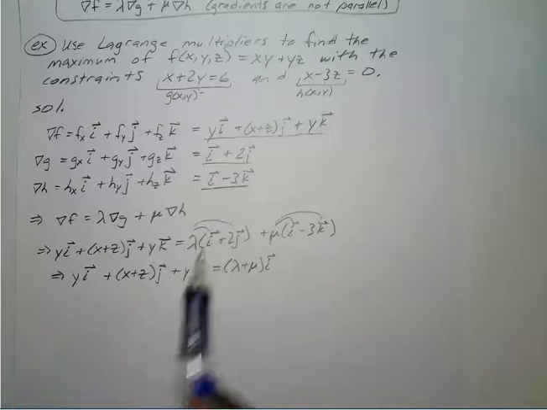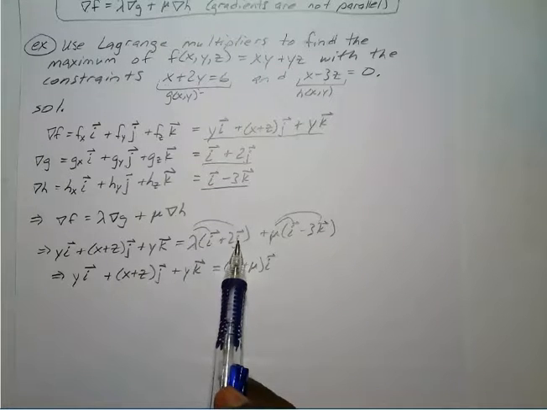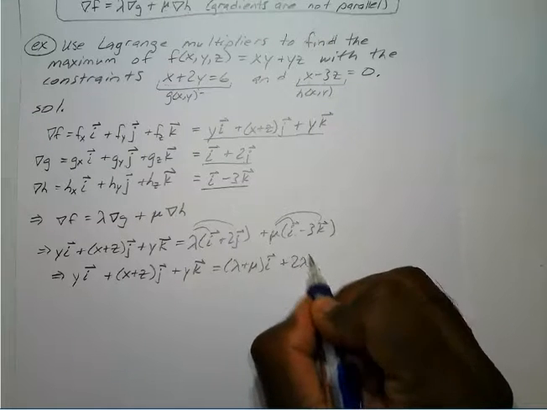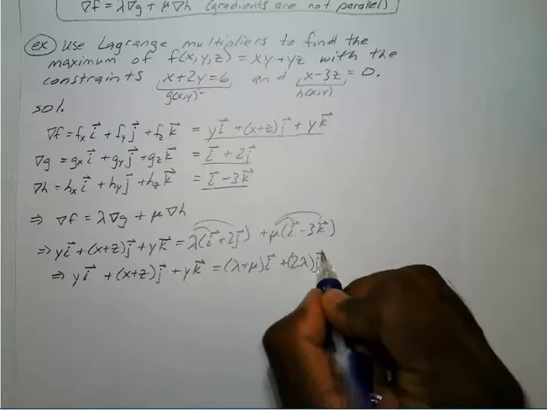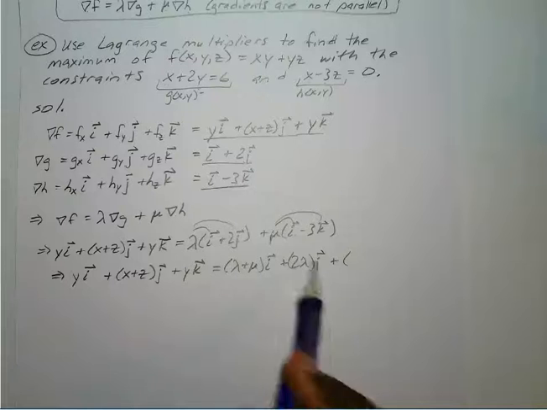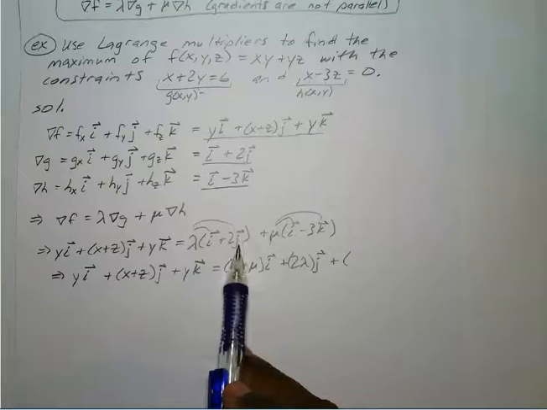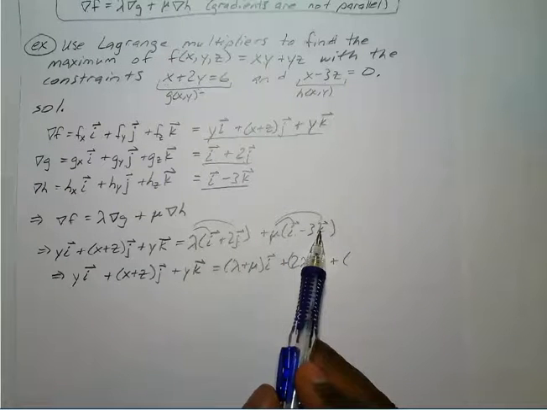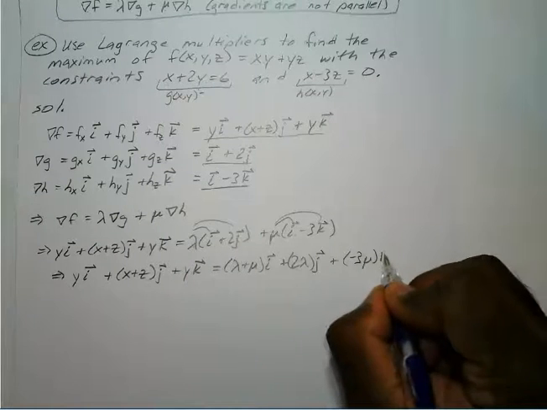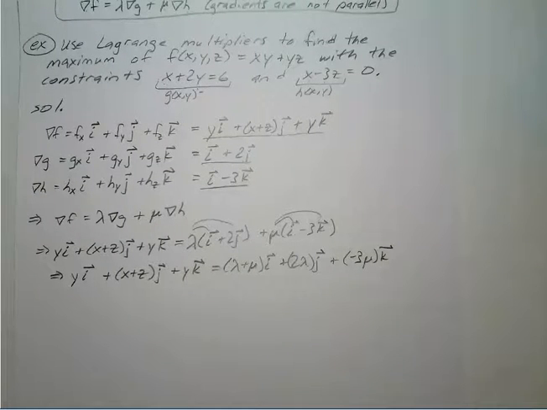Now for your j vector, you have 2 lambda j, but you don't have one here, so you have plus 2 lambda times your j vector, plus, for your k vector, you don't have a k vector here, but you have -3 mu here. So you have -3 mu times your k vector.